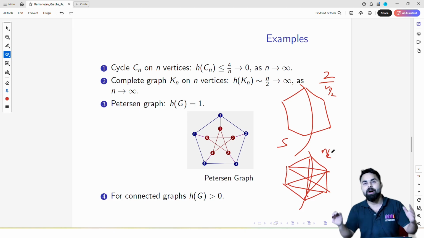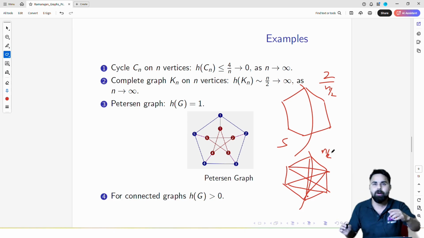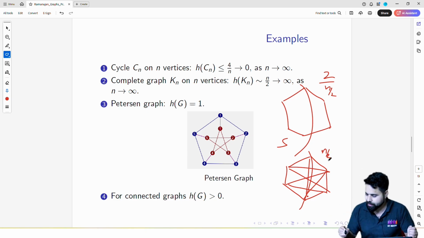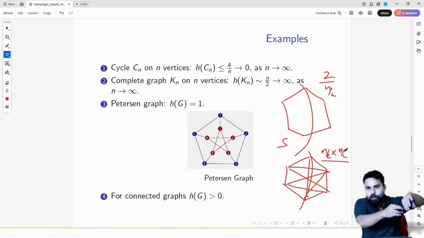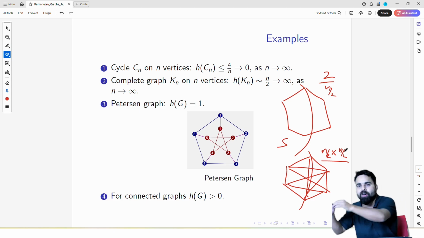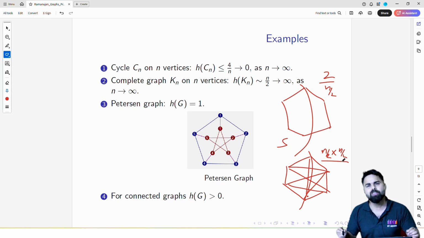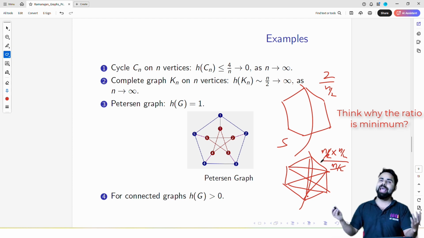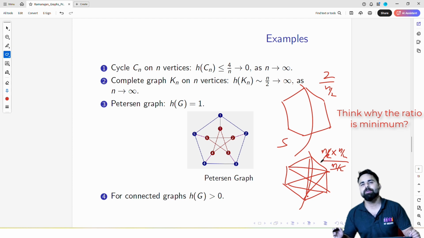So how many edges are in the boundary of any subset of size n by 2? There will be n by 2 times n by 2 edges, because there are n by 2 vertices in S, and all of these vertices have an edge to all the rest of the vertices. And the size of the set is n by 2, so the expansion ratio comes out to n by 2. You see that when n goes to infinity, the expansion ratio also goes to infinity.